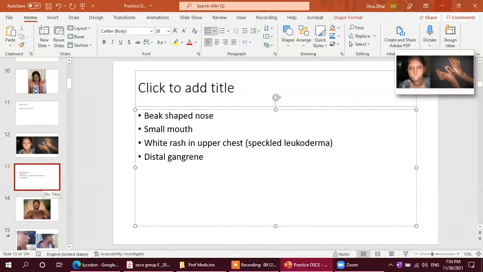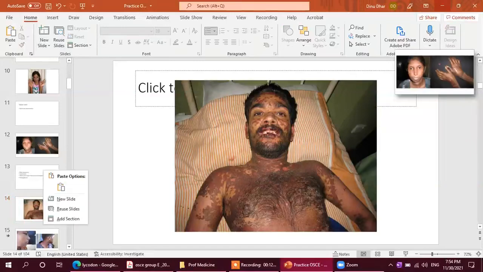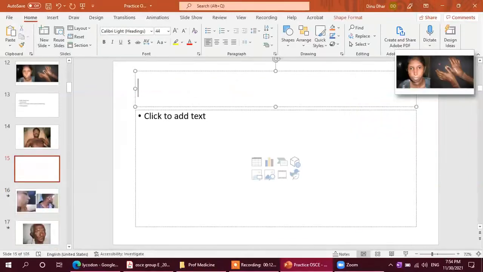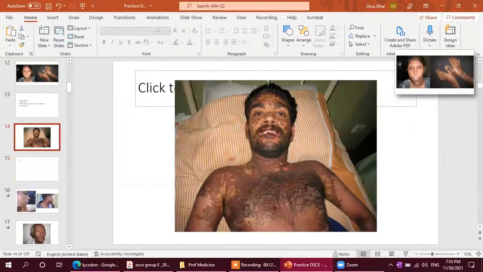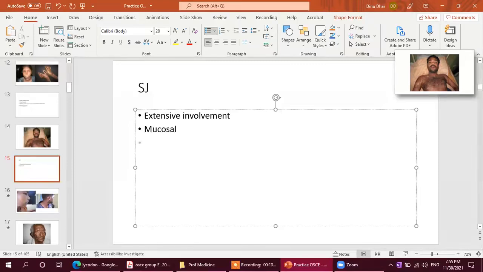Okay. Now, this is Stevens-Johnson syndrome. You can see the extensive mucosal involvement and also extensive body involvement. So this is mainly Stevens-Johnson syndrome. You can also see a bit of skin peeling off.